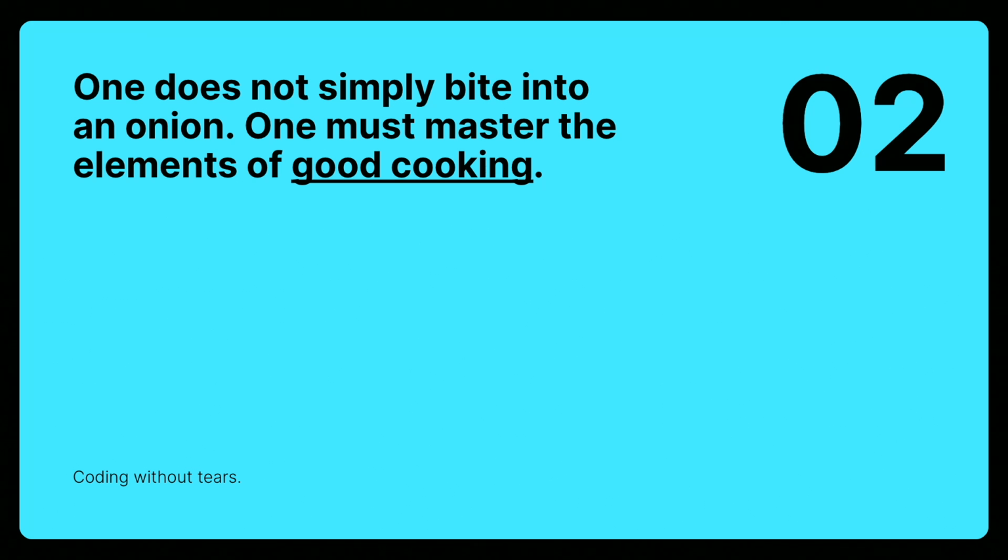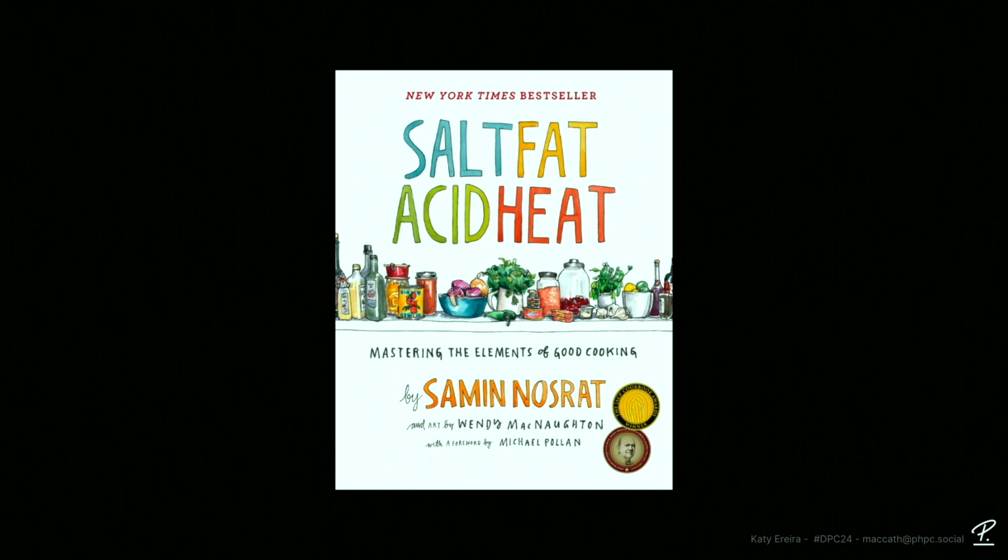So we're going to talk about how we can work with our legacy monoliths and make them taste a bit better. And to do that, I'm going to refer to this great book / Netflix series by Samin Nosrat, who is a celebrity chef. And she says that the 4 elements to good cooking are salt, fat, acid, and heat.